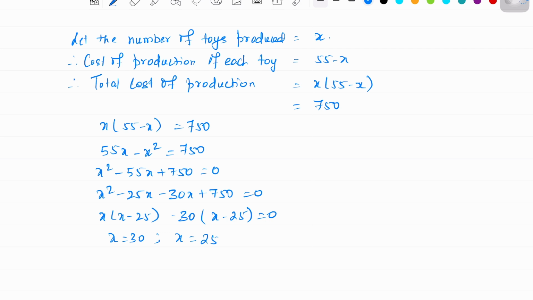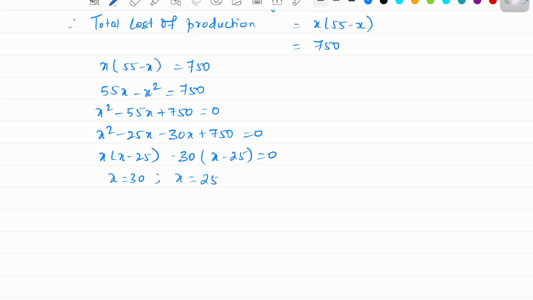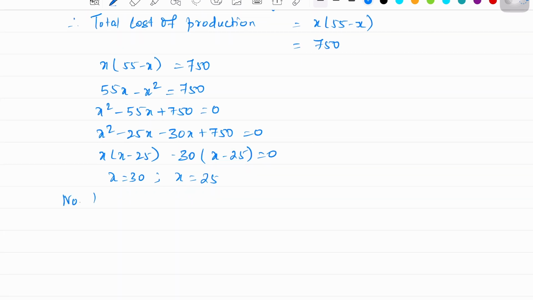So we've got two possibilities. The number of toys produced on that day can be 30 or 25.